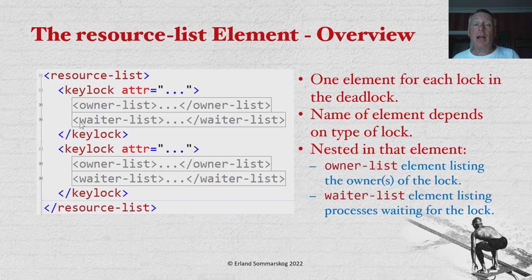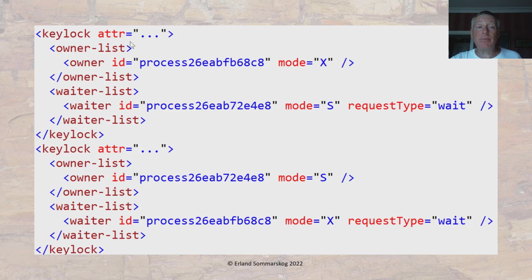So here's a simplified example of this. You can see here I've got a key lock, skipping the attributes right now. I've got an owner list with this process, C8. I tend to only look at the last 2 hex digits if possible, as long as it's unique, because the first part always seems to be 26EAB, as you can see here. Anyway, I've got an exclusive lock here, whereas the waiter is waiting to get a share lock, and you can see the request type is read wait.